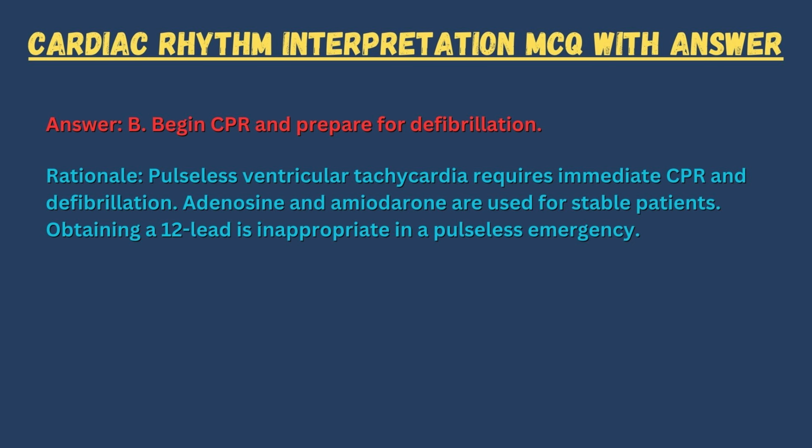Answer. B. Begin CPR and prepare for defibrillation. Rationale: pulseless ventricular tachycardia requires immediate CPR and defibrillation. Adenosine and amiodarone are used for stable patients. Obtaining a 12-lead is inappropriate in a pulseless emergency.